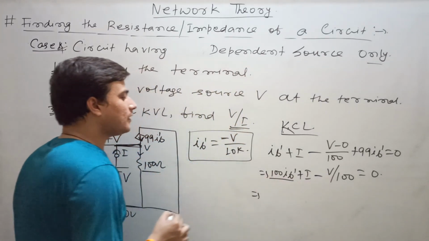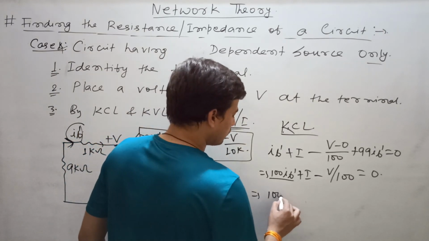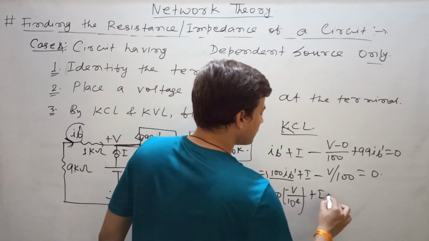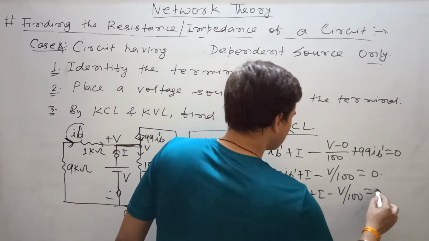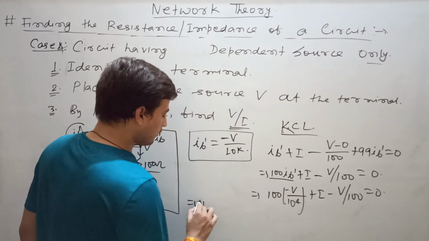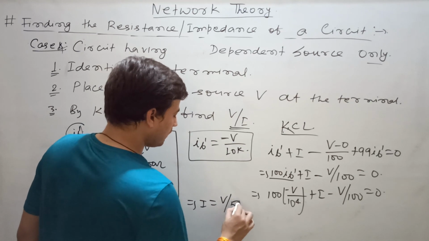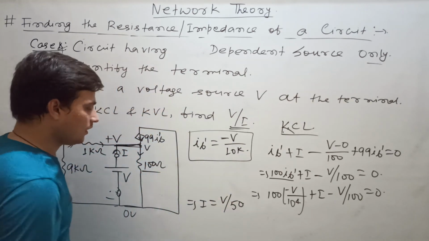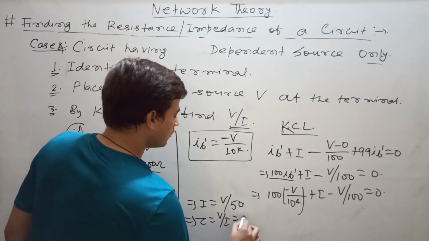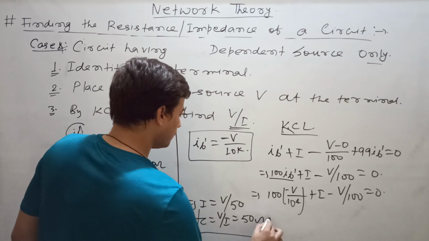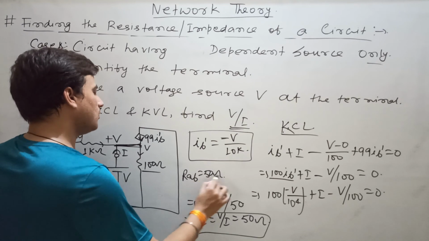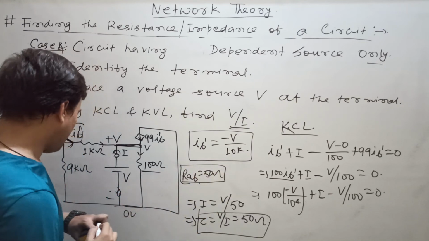So now 100 IB dash means 100 into minus V divided by 10K, that is 10 to the power 4, plus I minus V by 100 will be equal to 0. So from here you will see that I will be equal to V by 50. From here Z equivalent will be equal to V by I, and it is equal to 50 ohm. So the value of RAB is 50 ohm. RAB is 50 ohm.